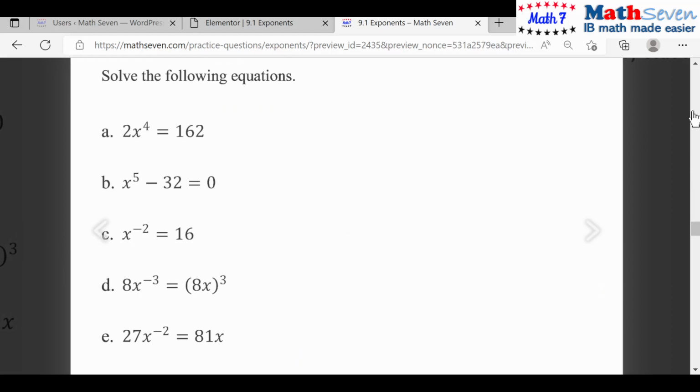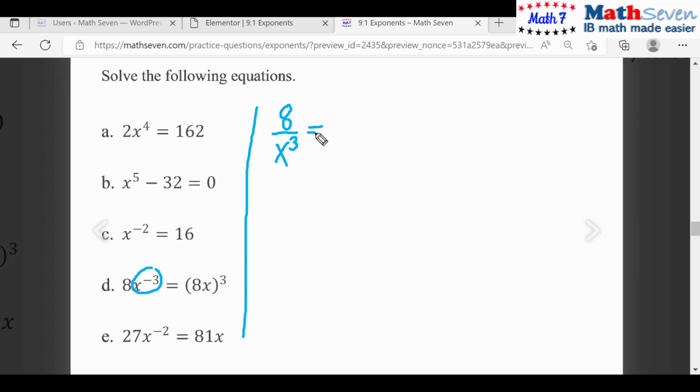Going back to question D, now this one. Let's rewrite this question. We can write it as 8 over x cubed. What I did is I took the whole thing and flipped it. And why didn't I take the 8? Because the 8 has no negative power, only x has the negative power. So I only flip the numbers that have a negative power.